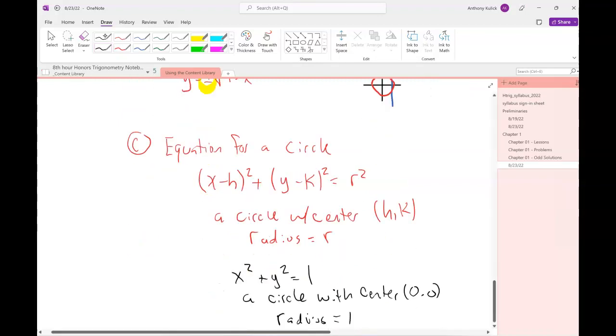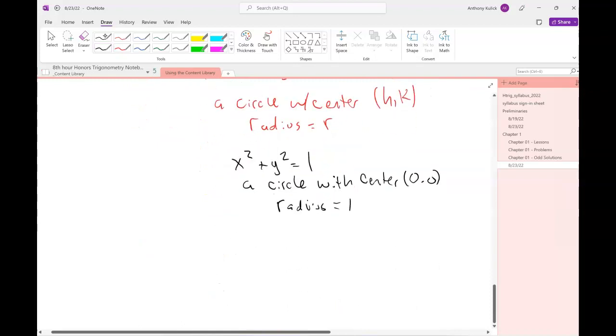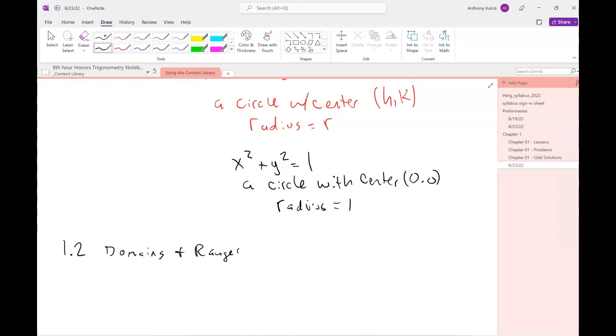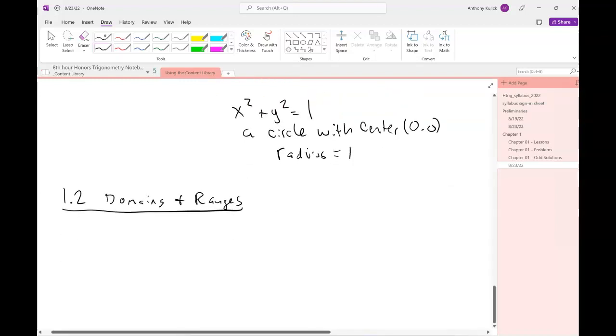So that's basically 1.1, which is just all about functions. And it's just going to be if something's a function or not, yes or no, kind of questions in the homework. Section 1.2 is all about domains and ranges. But before we start talking about domains and ranges, I want to review interval notation.